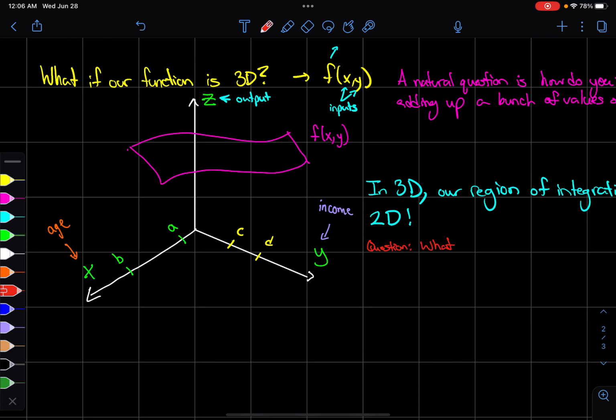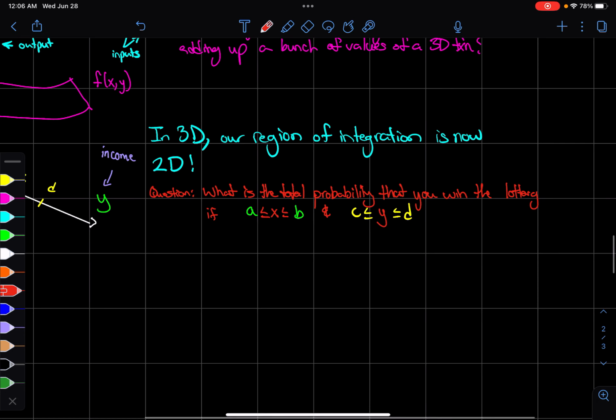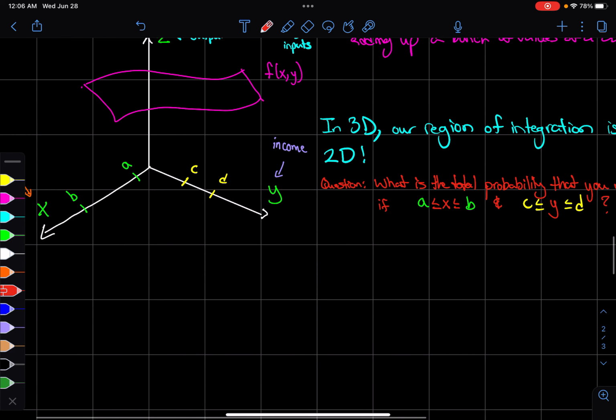what is the total probability that you win the lottery if your age goes from A to B, and we'll say your income goes from C to D. Okay, so now we are taking into account two things. Right, so that's the question. How do we go about doing this?